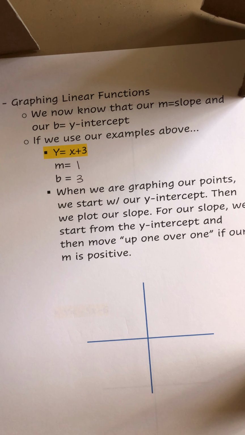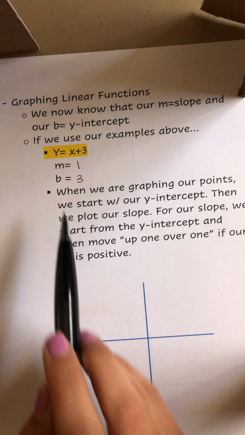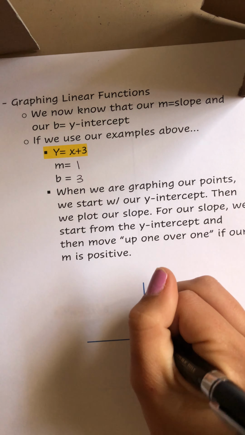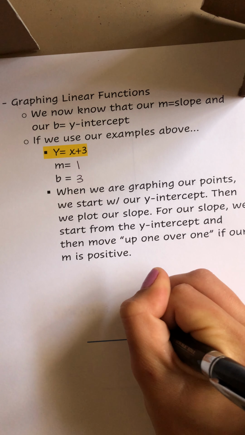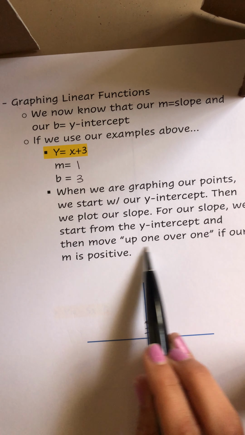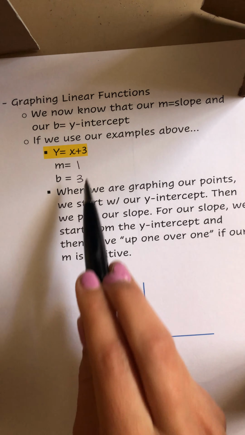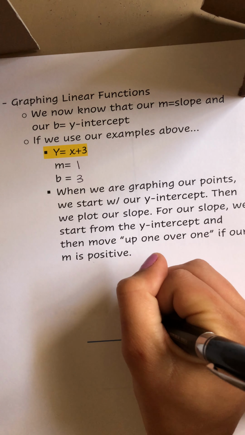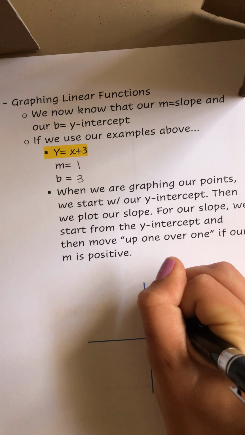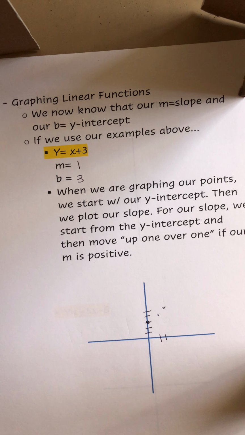When we're graphing our points, we start with our y-intercept. Remember, our b is our y-intercept, okay? So all we're going to do on our y-intercept is graph that positive 3. Then we plot our slope. Our slope, we start from that y-intercept, and we just move up 1 over 1 if our m is positive. M is positive, so we're going to go up 1 over 1, up 1 over 1, just like that.